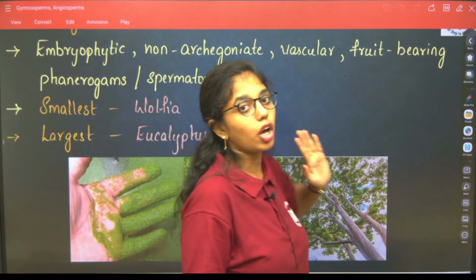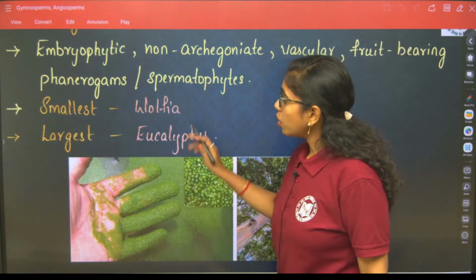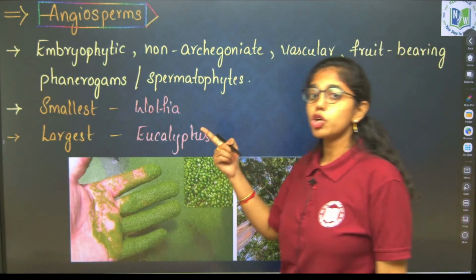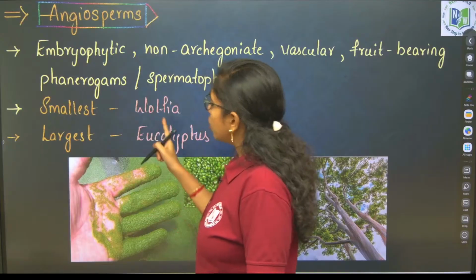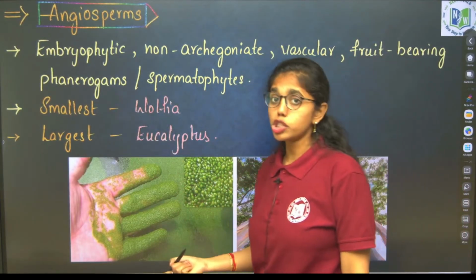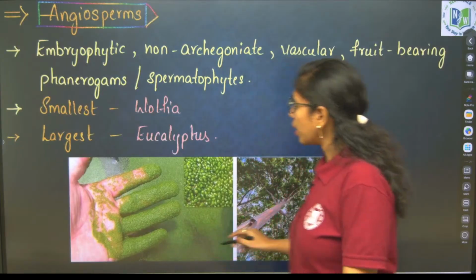Gymnosperms also we can call as spermatophytes. So the smallest angiosperm will be what? Wolffia. Smallest gymnosperm will be what? Zamia. Largest angiosperm is eucalyptus, largest gymnosperm will be sequoia. Okay. So, this is about angiosperms.